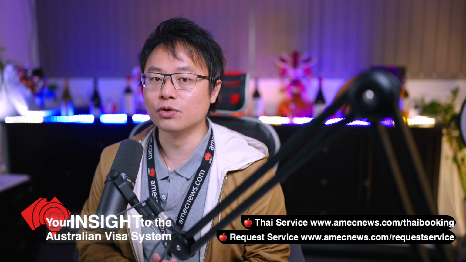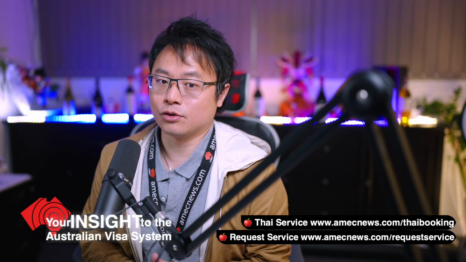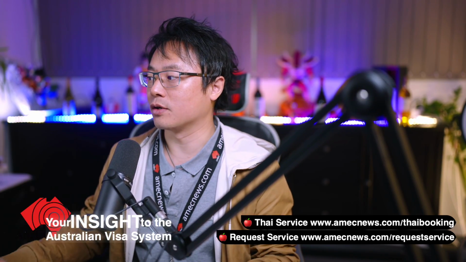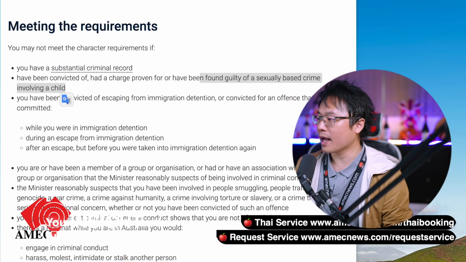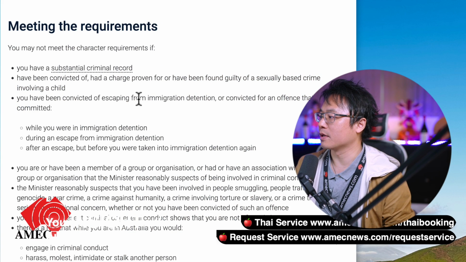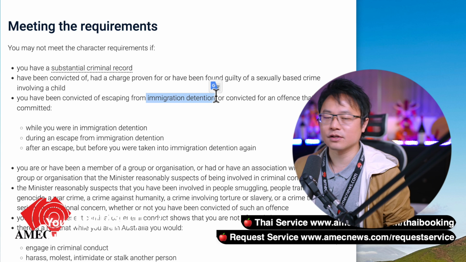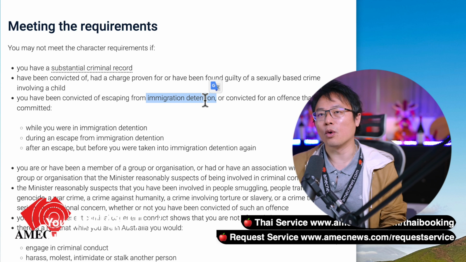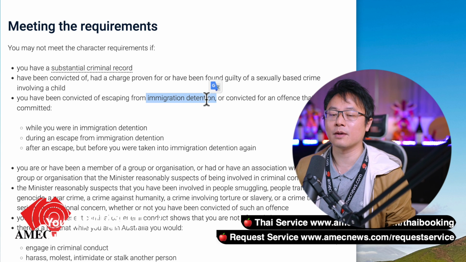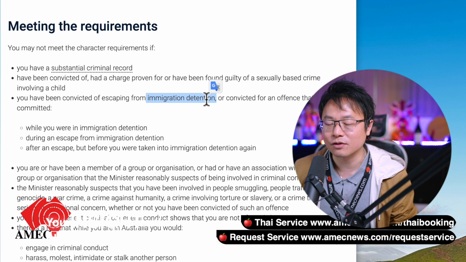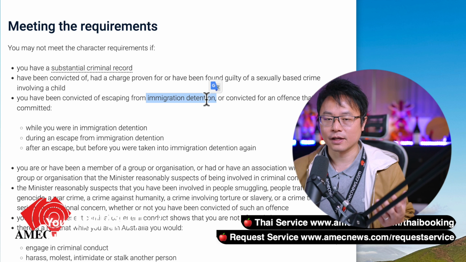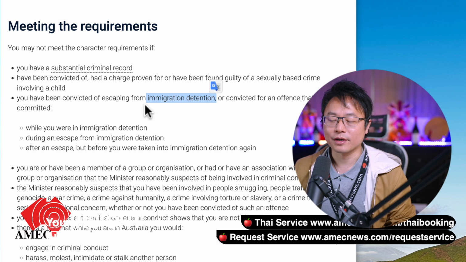Okay, so any crime like that usually won't get you anywhere. Okay, so that's a very important one. And then you have been convicted of escaping immigration detention. Well, that's going to be hard. If you have escaped the detention, why would you apply for... yes, you probably escaped out of detention and you're still in Australia and you're looking to apply for another visa. So usually that won't get you anywhere.